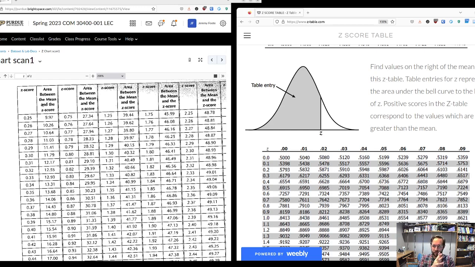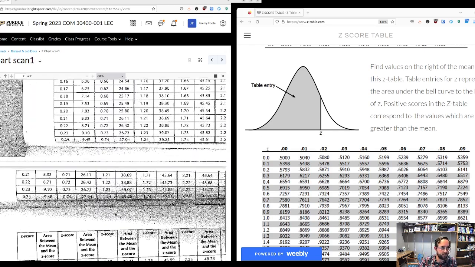So for this kind over here, they're only positive, right? And so you sort of have to figure out if you have a negative z-score, you have to figure out how to subtract it. So here's the idea. Let's go through a few really quick.